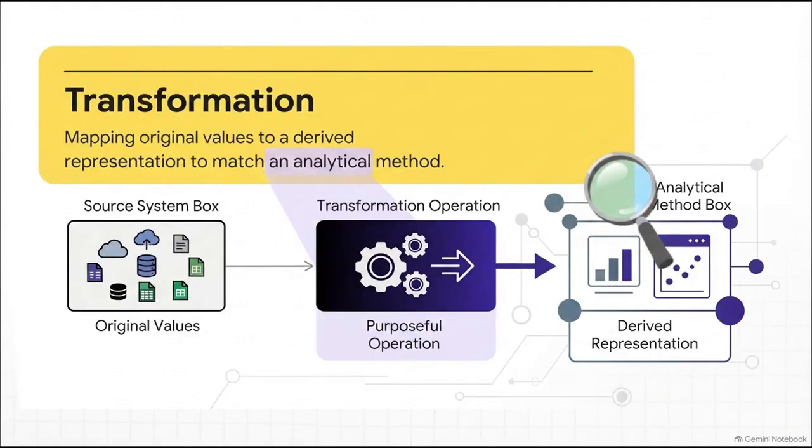At its core, transformation is a purposeful mapping from original values to a derived representation. Now, I want to emphasize the word purposeful. It's not just some generic magic step that automatically cleans or fixes your data. Actually, it's about changing the representation, scale, distribution, or structure so that the information clicks perfectly with your analytical method. And the kicker, it does all this while preserving the core meaning of the data. You constantly have to ask yourself, what information is entering the process, what operation is actually changing it, and what exactly comes out on the other side.